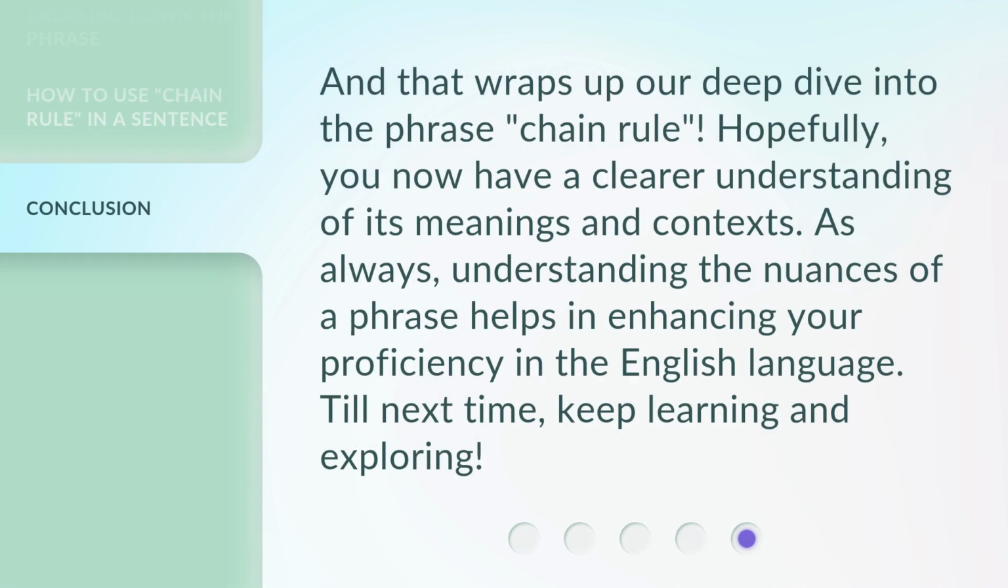And that wraps up our deep dive into the phrase, chain rule. Hopefully, you now have a clear understanding of its meanings and contexts. As always, understanding the nuances of a phrase helps in enhancing your proficiency in the English language.